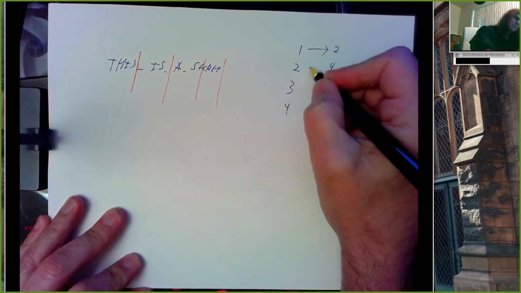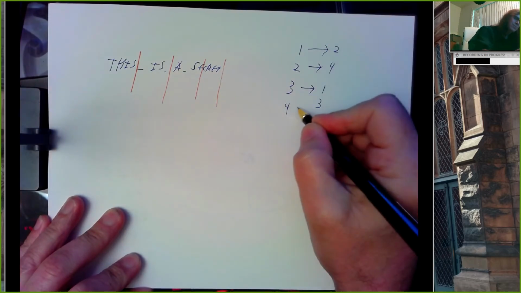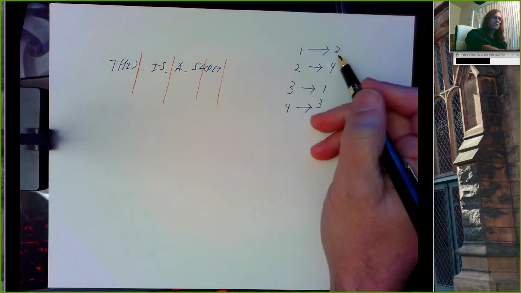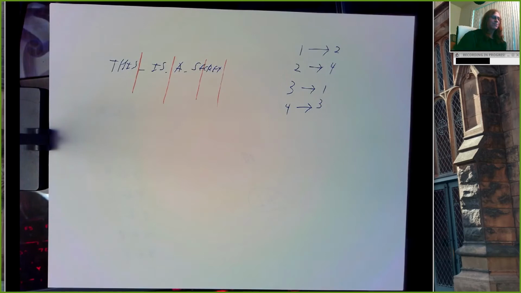And so this is a mathematical thing, a permutation. This is saying 1 changes into 2, 2 to 4, 3 to 1, 4 to 3. And so how do we use this to encrypt?